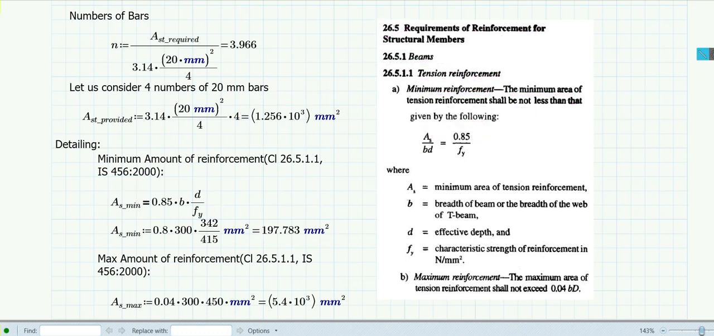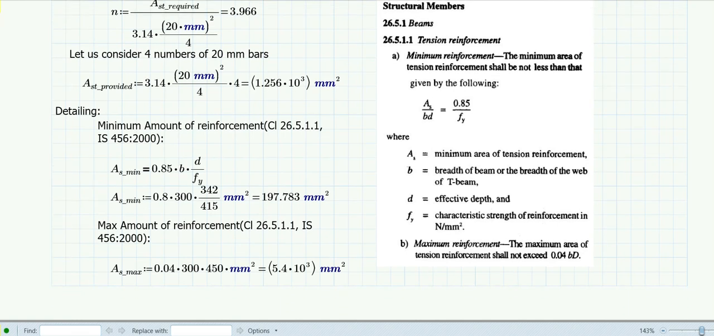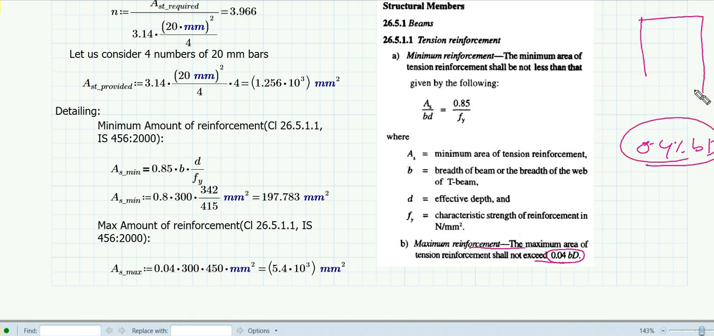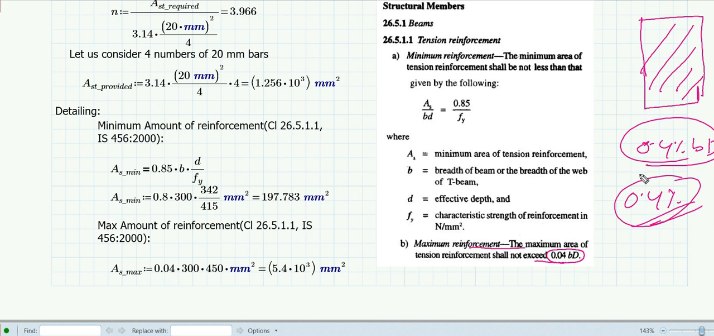Now what is the maximum bars? The same clause tells you the maximum reinforcement should be 0.04 bD, or 4% of bD. So whatever the actual cross-section area of the beam is, you take 4% of that; that is the maximum reinforcement that you are going to provide. The maximum reinforcement becomes 0.04 into bD.